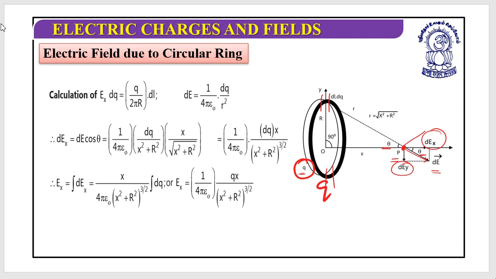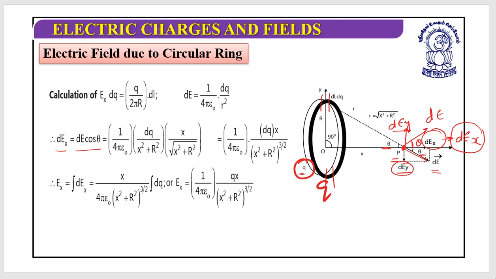here I would have another dE. Here this would be theta. Again this would be dEx and this would be dEy. I did this to show that all the vertical components of the electric field cancel out, and I only need to consider the horizontal component of the electric field. That means dEx is equal to dE cos theta.